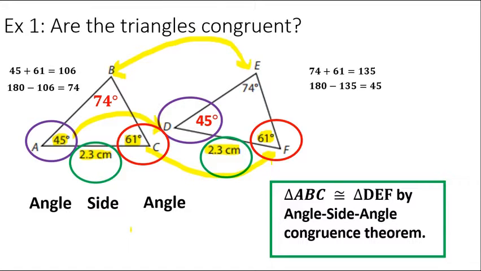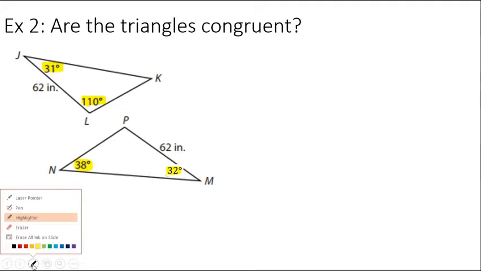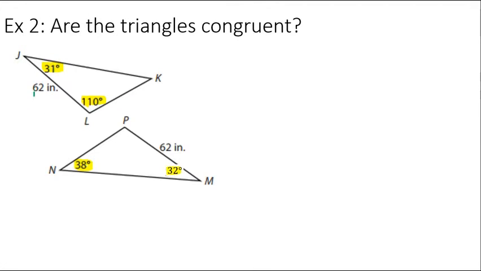All right, let's get to example 2. Again here, are the triangles congruent? Okay, so far they give us a 31 and a 110, but that doesn't correspond to any of these angles over here, 38 or 32. The only thing that's corresponding is 62 here and an angle of 62 over here. So let's find those missing angles, angle K and angle P.